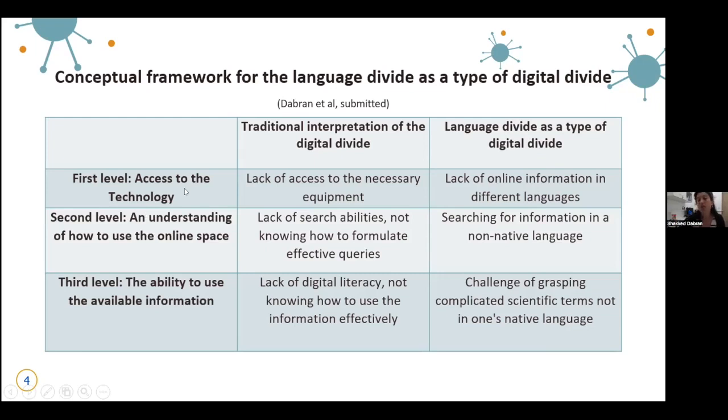This is the traditional interpretation of the digital divide, but I will emphasize the language divide as a type of digital divide. The first level, which is access to technology, is the lack of online information in different languages. We do not have a lot of content in different languages, as just presented. The second level is an understanding of how to use the online space. Searching for information in a non-native language is harder than in your own mother tongue. And the ability to use the available information: the challenge of grasping complicated scientific terms not in one's native language, and additionally, the way to the information in different languages might be harder if not in your own language.